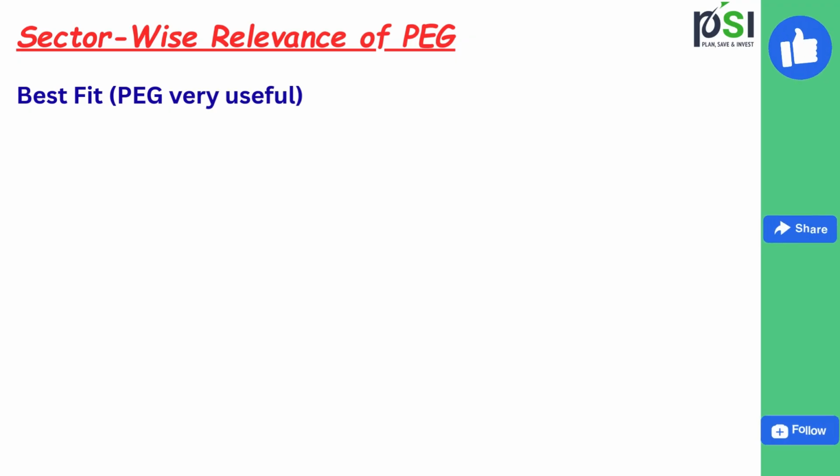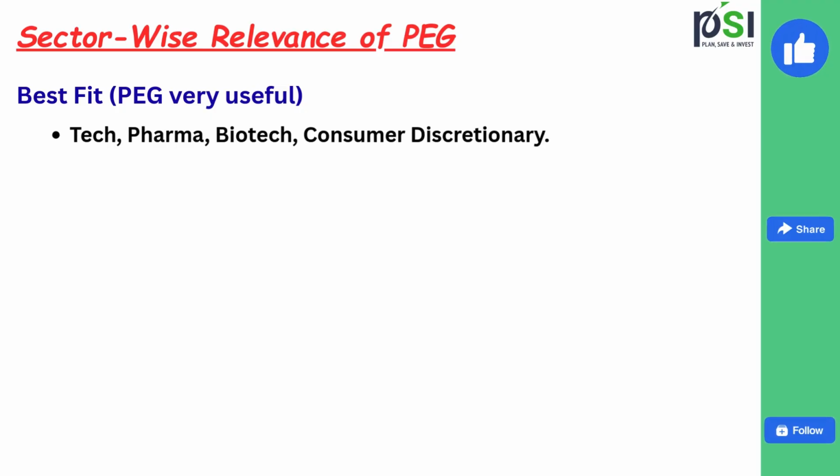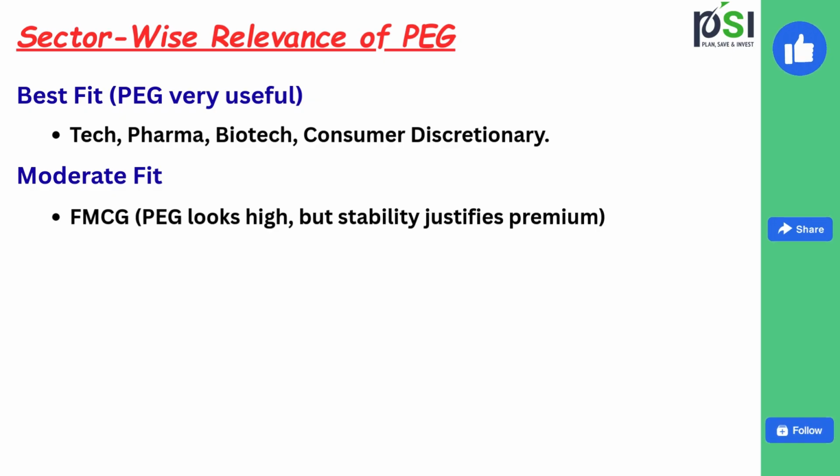Sector-wise relevance of PEG. This is very important. We have to check for which sectors the PEG ratio is the best fit. It is best fit for technology companies, the IT sector, pharmaceuticals, biotech companies, and consumer discretionary. For these companies, it is the best fit. It is a moderate fit for FMCG because PEG looks high, but stability justifies the premium. So it is a moderate fit.